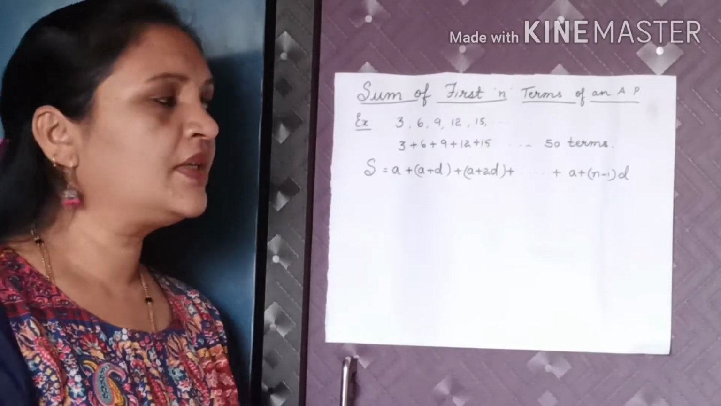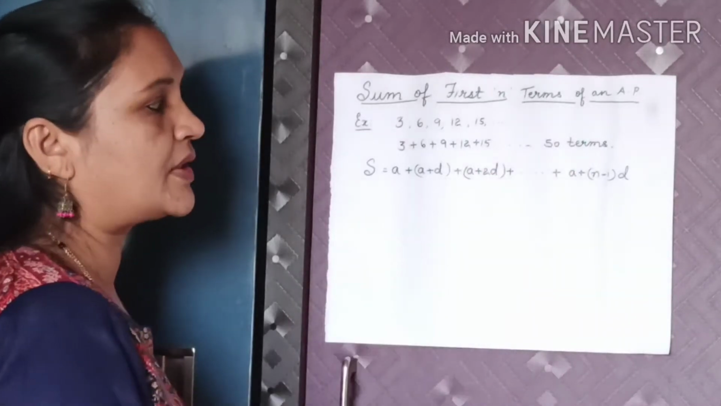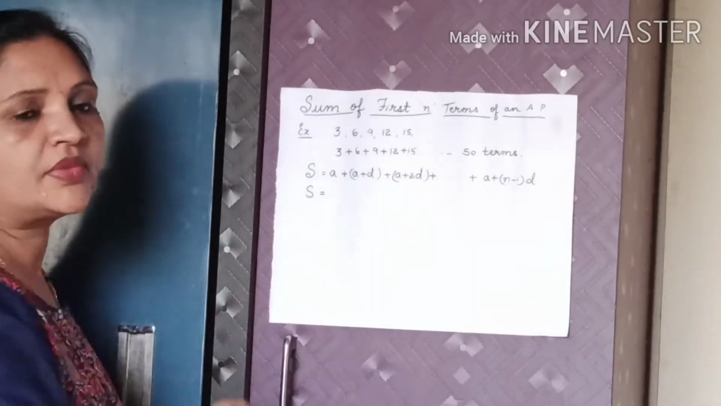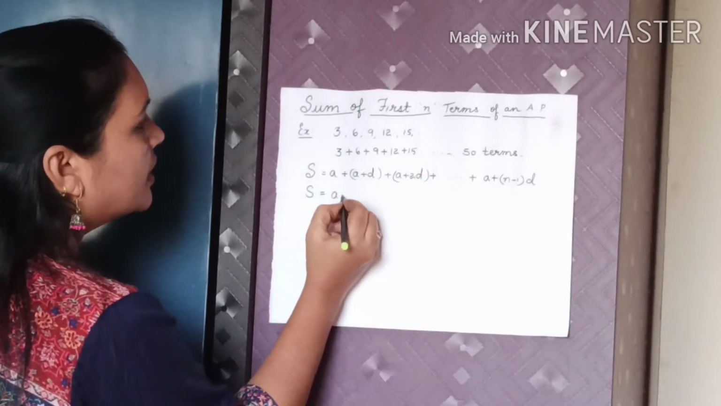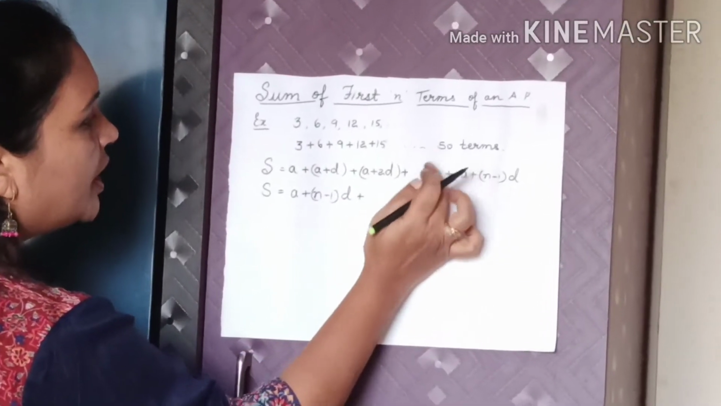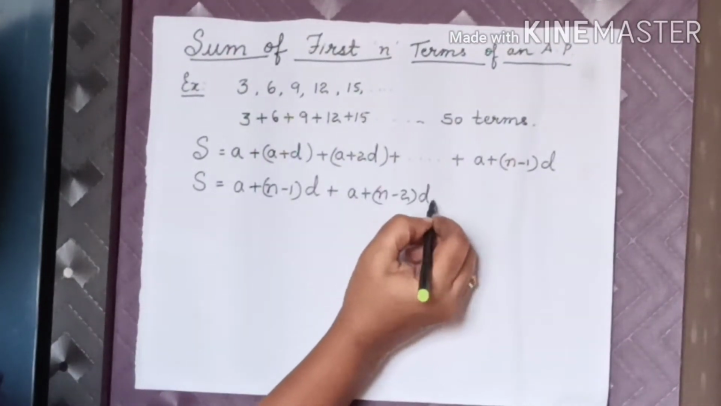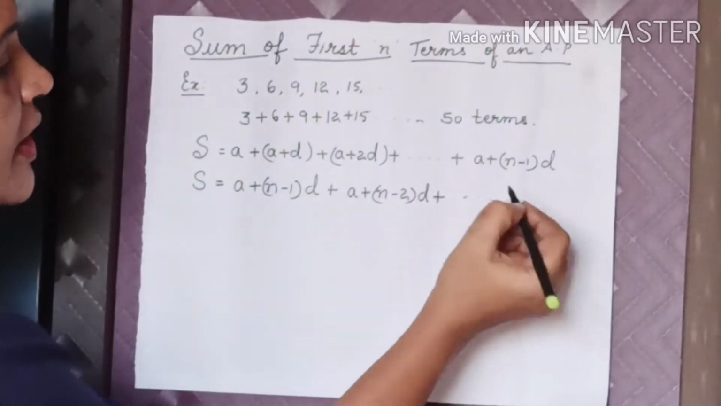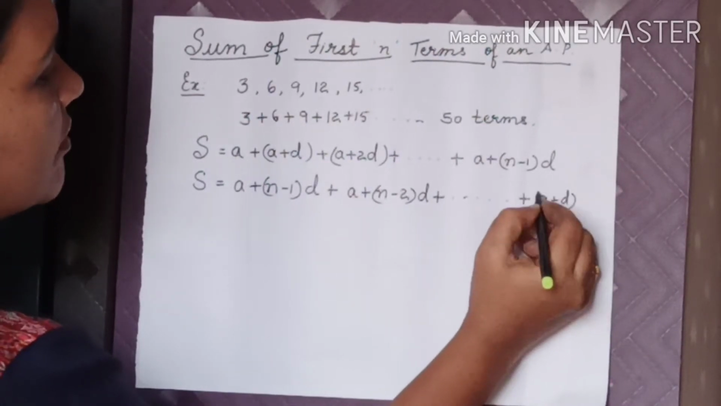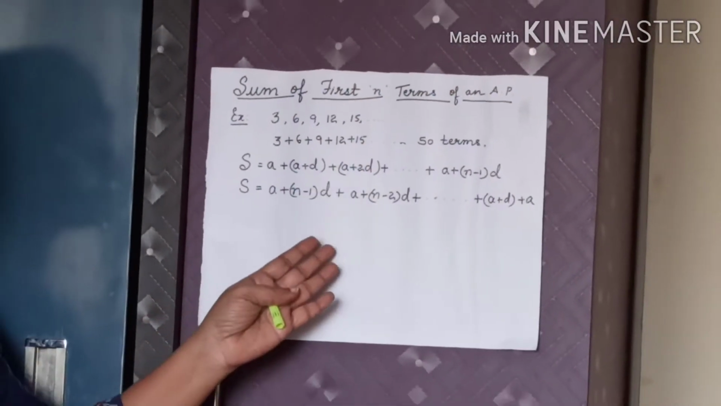Now I am writing it in the reverse order, from last to first. Let us write S is equal to, the last term first, that is a plus (n minus 1) into d. What will be the previous term? a plus (n minus 2) into d. If you go on writing, again your last terms will be a plus d and a. Now add both of these equations.